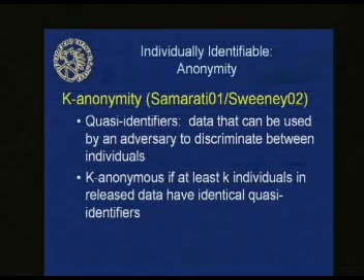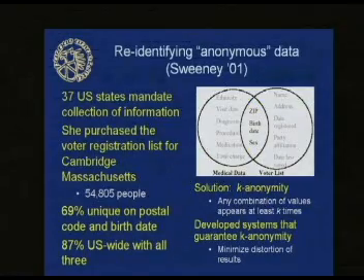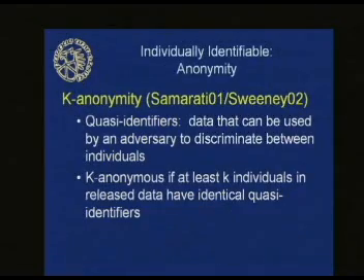So for example, if there were a dozen people that had the same birth date and gender within a zip code, this would be a 12-anonymous database, and then we might say this is sufficiently anonymous, we can release this. So this is one notion of privacy, this notion of anonymity.